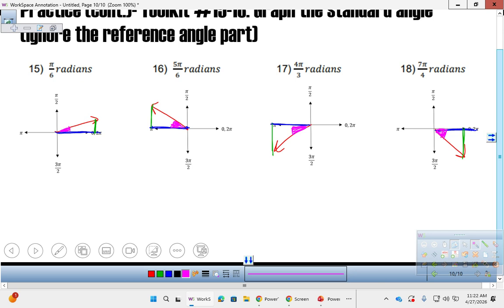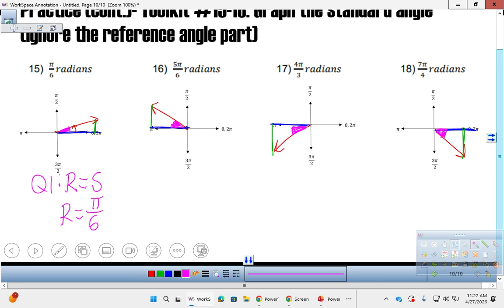All right, so in quadrant 1, if the red angle is there and the pink angle is there, they're the same. In quadrant 1, the rule on your paper is that the reference angle is the same as the standard angle. That's still true in radians. So if the standard angle is pi over 6, then the reference angle is pi over 6. That's not any different, right? They're the same in quadrant 1.